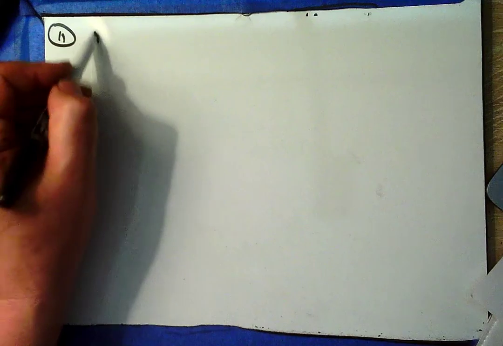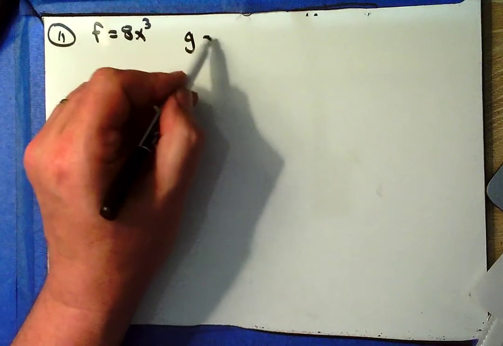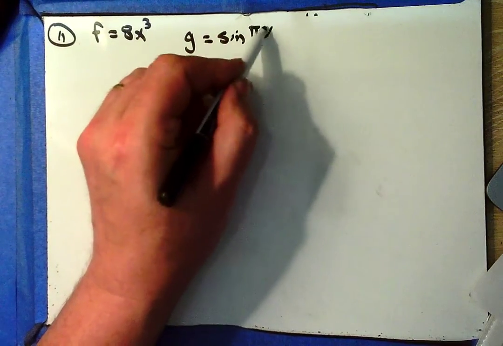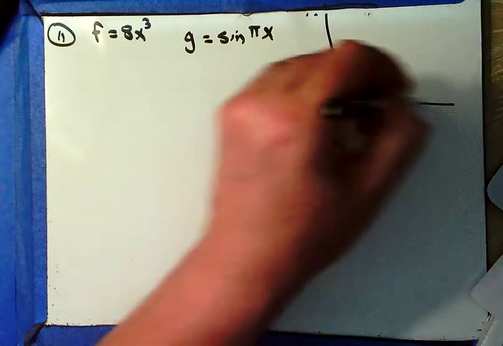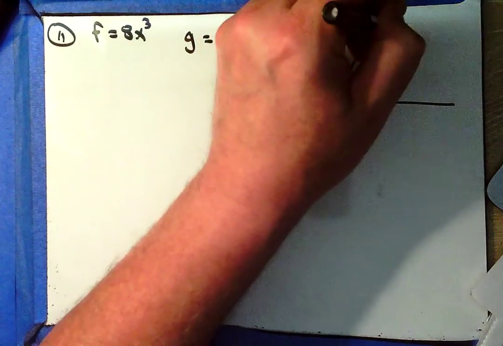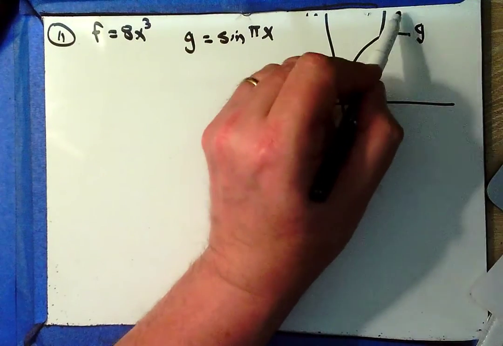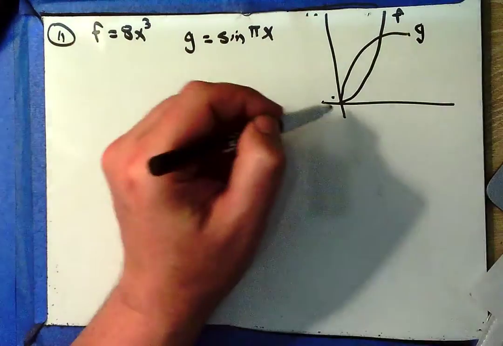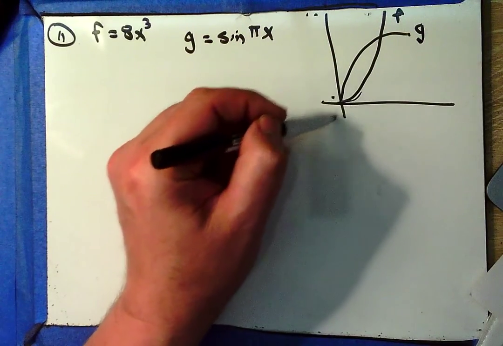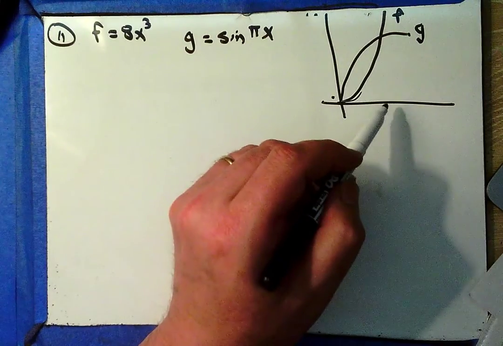Okay, problem number 11 says we've got a region bounded by f of x equals 8x to the third, and g of x equals the sine of pi x. So they give us this picture. We know this is g, and we know this is f, because this is that cubic function, and this is part of our sine curve here. This is without a calculator, so we're expected to figure that out.